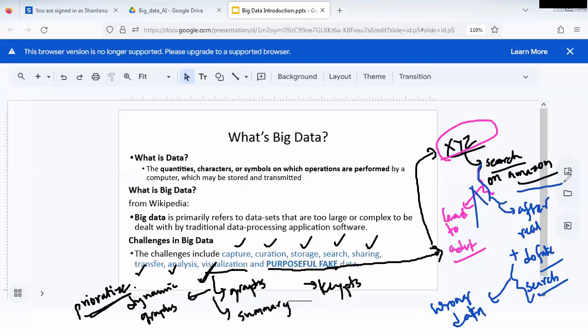Okay, so yes, this sort of thing can happen, and this is called purposeful fake data. And nowadays a lot of people adopt these techniques to avoid getting a lot of fake calls, or you can say a lot of promotional marketing calls and all that. So that is called purposeful fake data.